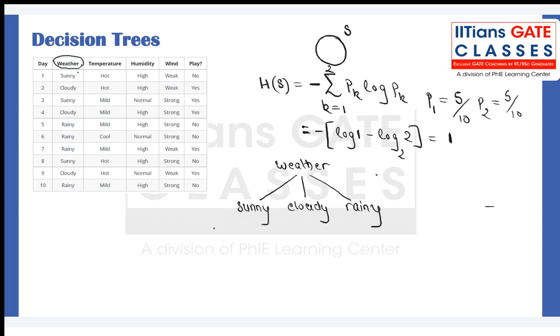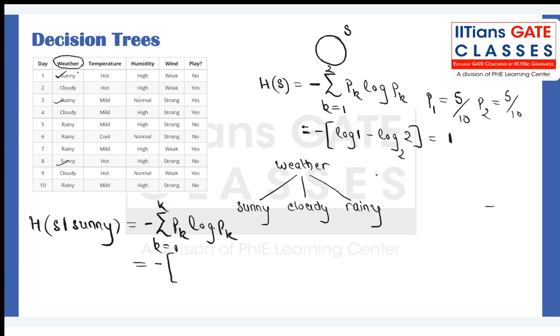So H of S given it is sunny is nothing but again minus p_k log p_k. But here I won't consider any other data except where the weather is sunny. Because I'm telling you that the weather is sunny, so it cannot happen that the weather is cloudy or rainy. So if you only filter out the sunny data, one, two, three are there, and out of the three, two are no and one is yes. So minus 2 by 3 log 2 by 3 plus 1 by 3 log 1 by 3.